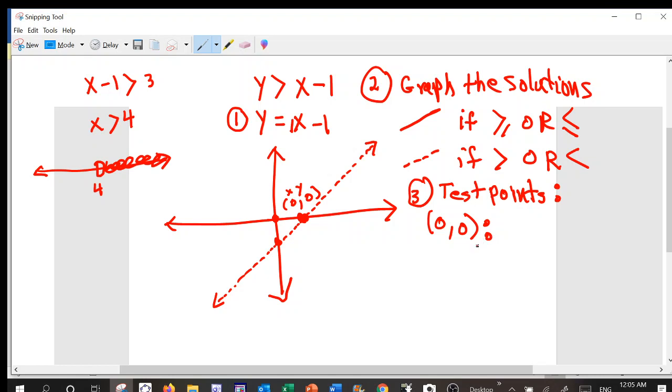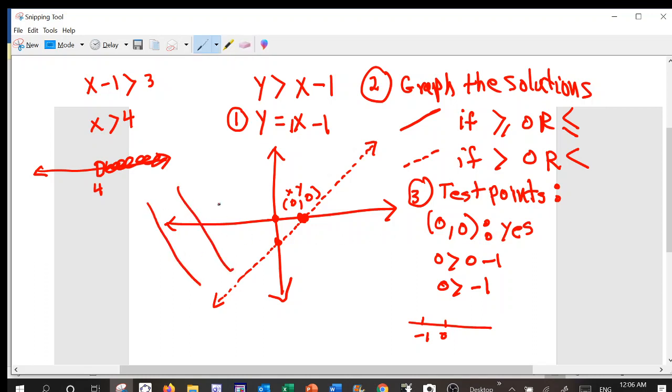So yes or no. Well, let's see. 0 greater than 0 minus 1. So 0 greater than negative 1. Is it true that 0 is to the right of negative 1 on the number line? On a number line, 0 is here and negative 1 is here. Is 0 to the right of negative 1? Yes. 0 is greater than negative 1. So that means this point is actually good. If it's good, we shade the whole part that point is coming from, right?